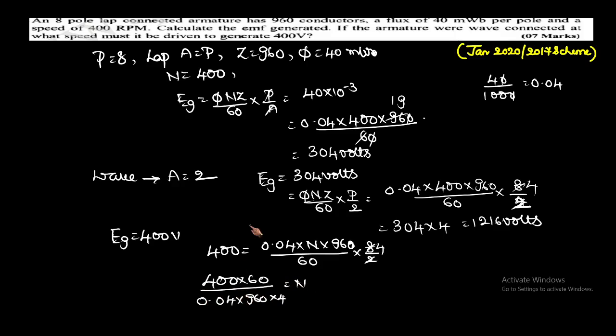400 into 60 is 24,000, divided by 0.04 into 960 into 4, which is 153.6. Let us divide 24,000 by 153.6. What will you get? The speed you are going to get is 156.25. The speed is usually rounded off, so 157 rpm. This is the answer to the question.